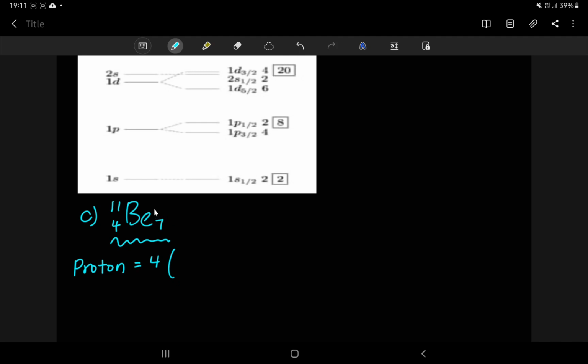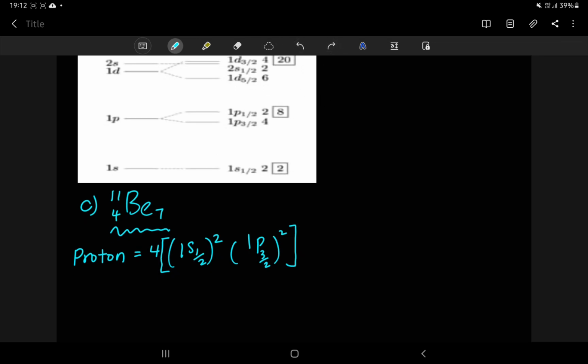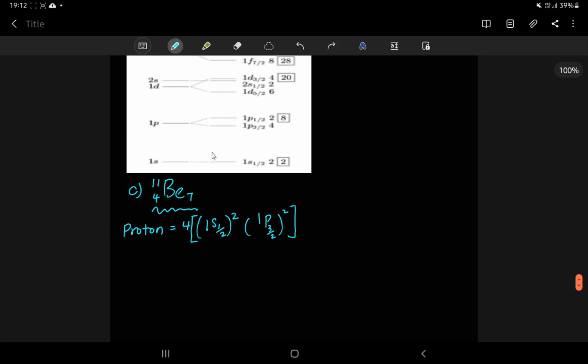So the shell model is 1s1/2 with 2, which is not a power but the number of protons in that 1s shell. And then 1p3/2, where we need 2 more protons. So 2 plus 2 is basically 4, right? That's how it works. That's for the proton.